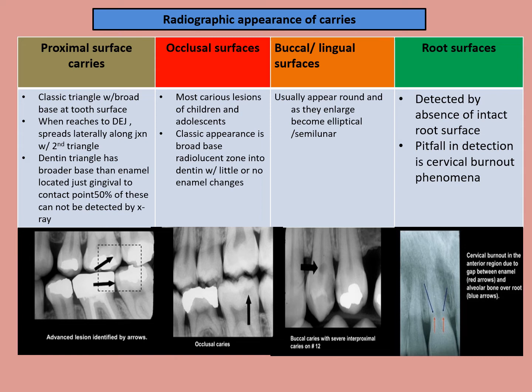So we can see the proximal surface caries, and they look like a classic triangle with a broad base at the tooth surface and their apex towards the DEJ. And the dentine triangle has a broader base than the enamel triangle and progresses toward the pulp in the direction of the dentinal tubules, and they are present just gingival to the contact. Then you can see the occlusal surface caries seen in children and adolescents, and classically it looks like a broad base radiolucent zone into dentine with little or no changes in enamel.